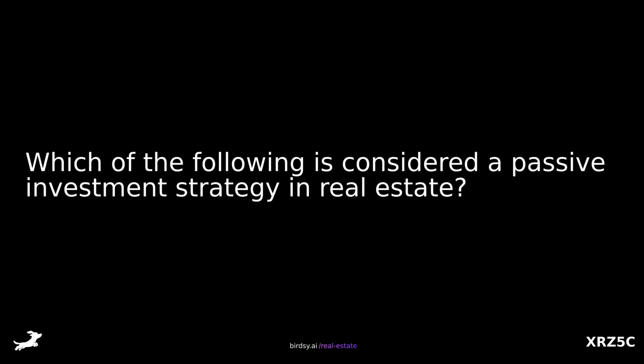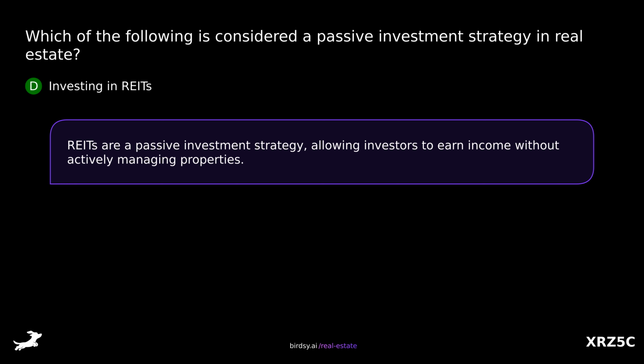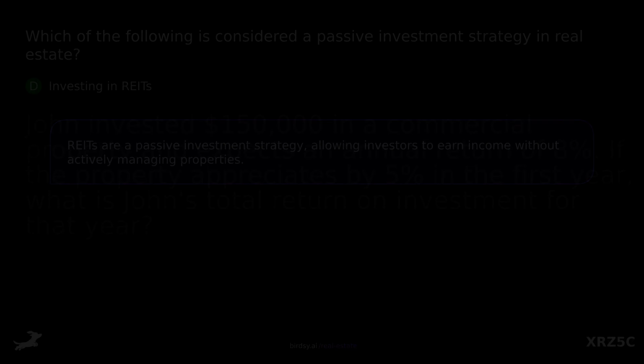Which of the following is considered a passive investment strategy in real estate? Is it A, flipping houses, B, managing rental properties, C, developing land, or D, investing in REITs? The answer is D, investing in REITs. REITs are a passive investment strategy, allowing investors to earn income without actively managing properties.